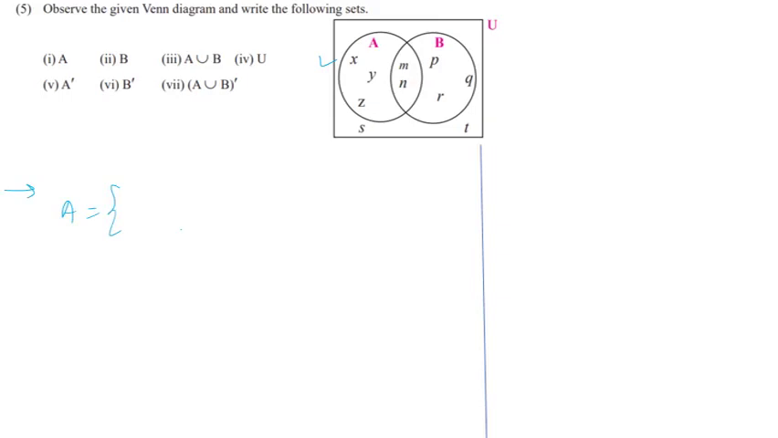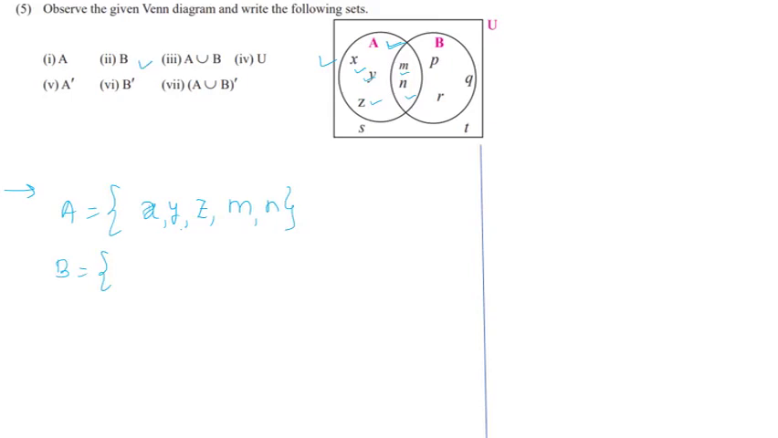Observe the first figure. This first circle represents the set A. Now A contains, see, X, Y, Z, M and N. Okay, 5 elements right here: X, Y, Z, M and N. Okay. Next, B.